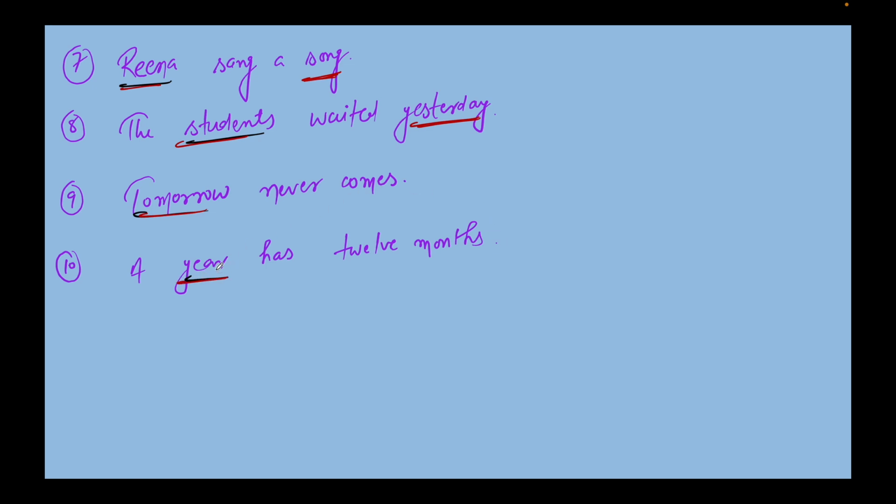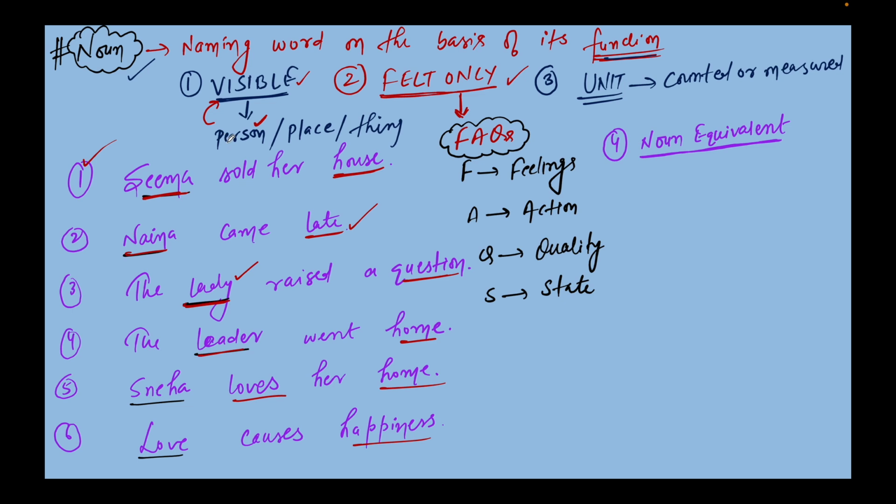Year, we can count it, like how many years, how many days, like 12 months. So it comes under the category of unit. Basically, I have segregated all the words of the sentences of the examples into visible, felt only, unit, and noun equivalent. What is the noun equivalent? Something which can be used as a noun. I will let you know definitely.